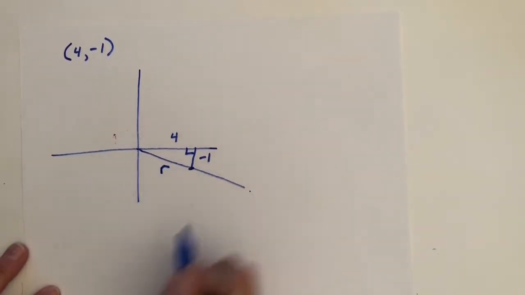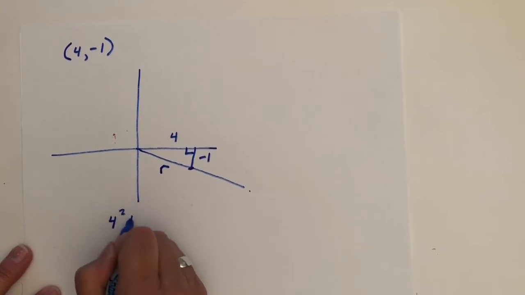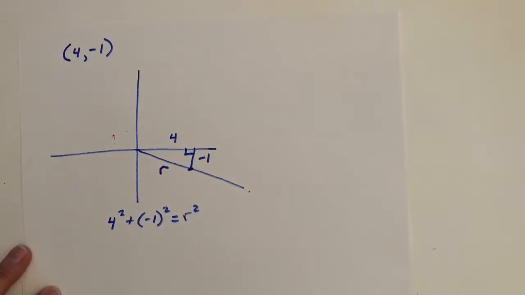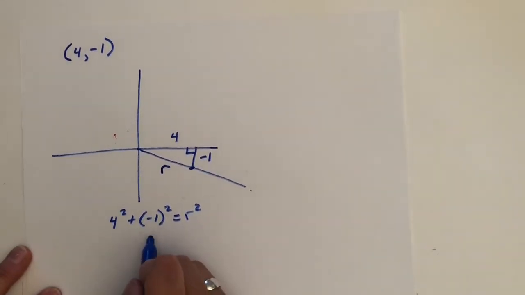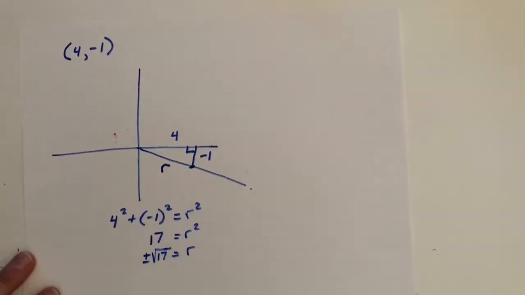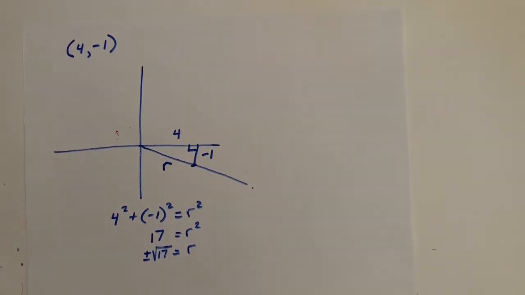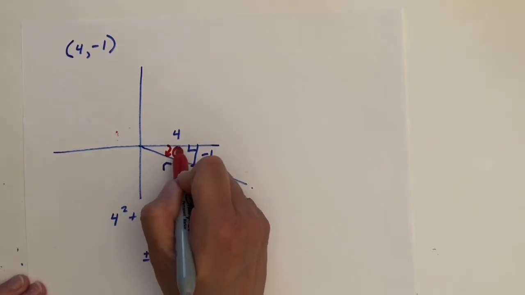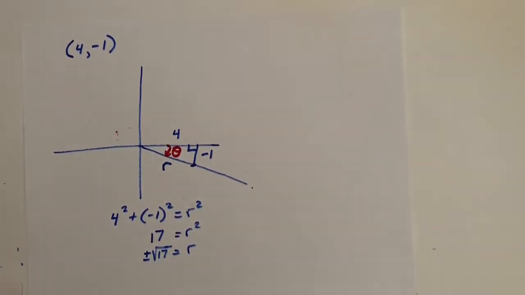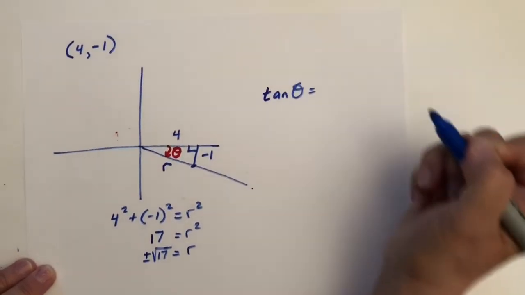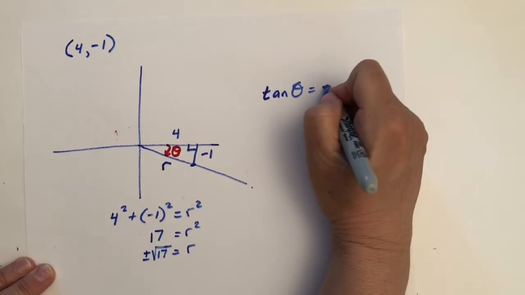But let's find our r value. We know it's 4 squared plus (-1) squared equals r squared, because it wasn't one of my special triangles. That gives us 17 on the left equals r squared. So we need to use r as plus or minus the square root of 17. Again, I'm trying to find this angle theta. So the tangent of theta equals -1 over 4.